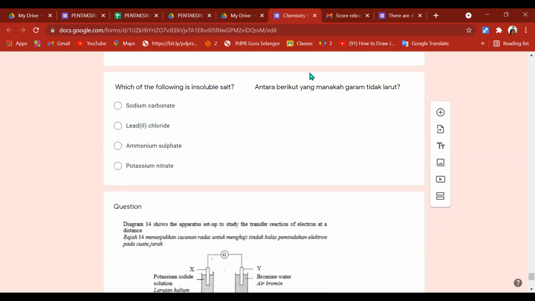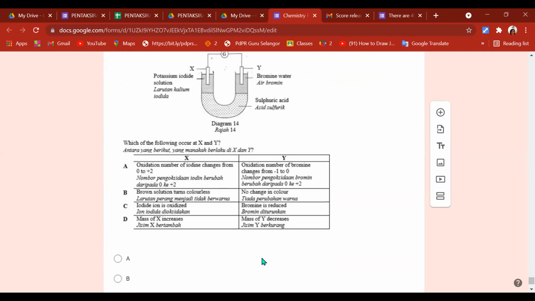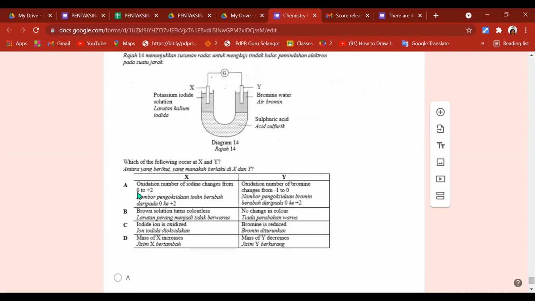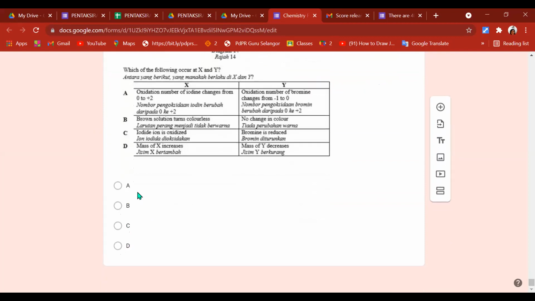Okay, this one is very simple. Which one is an insoluble salt? Look also, you know. Lead 2 chloride. Lead 2 chloride, yeah. Correct. The answer is lead 2 chloride. And here, you all have to go back and check on your own. Already 10 o'clock, enough already for you all. The answer is actually C. You all go and check your answers. Here the answer is C.